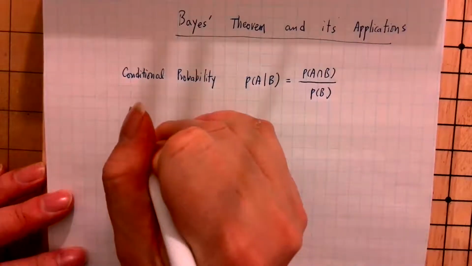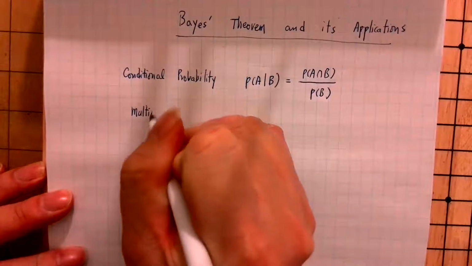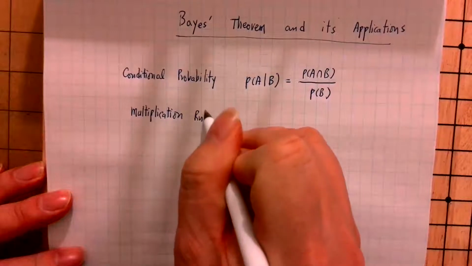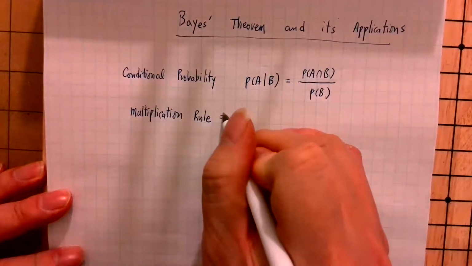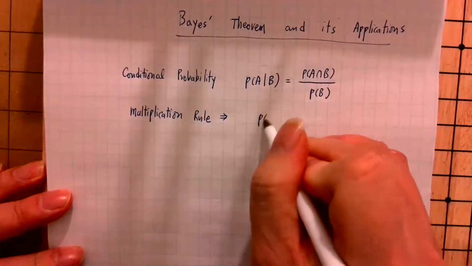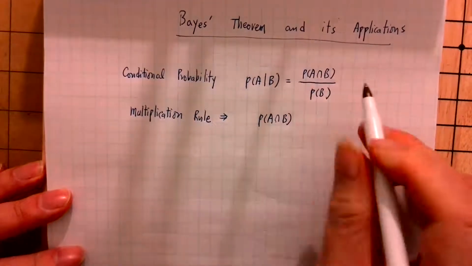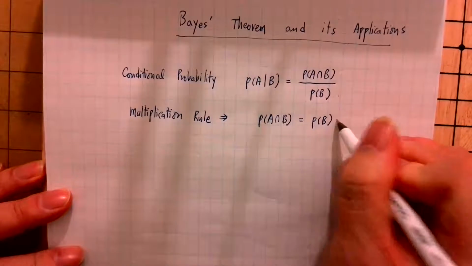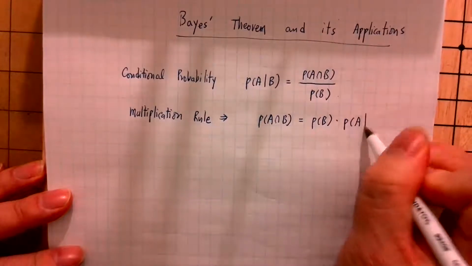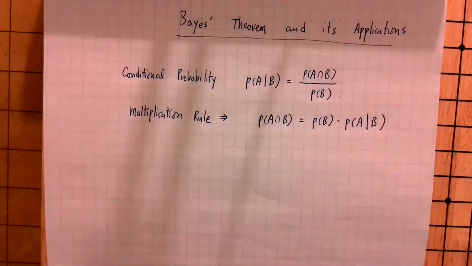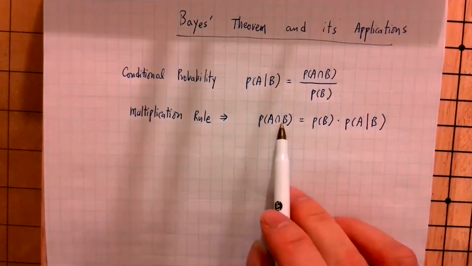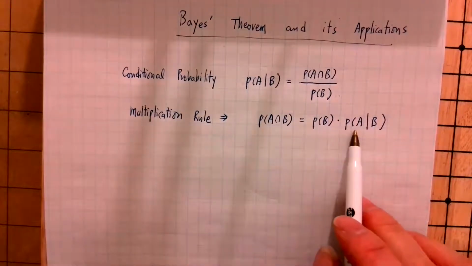So this is called the multiplication rule. Probability of A and B. If you multiply by P(B) on both sides, okay? This is called the multiplication rule for any two events, okay? Probability of A and B is P(B) times P(A given B).